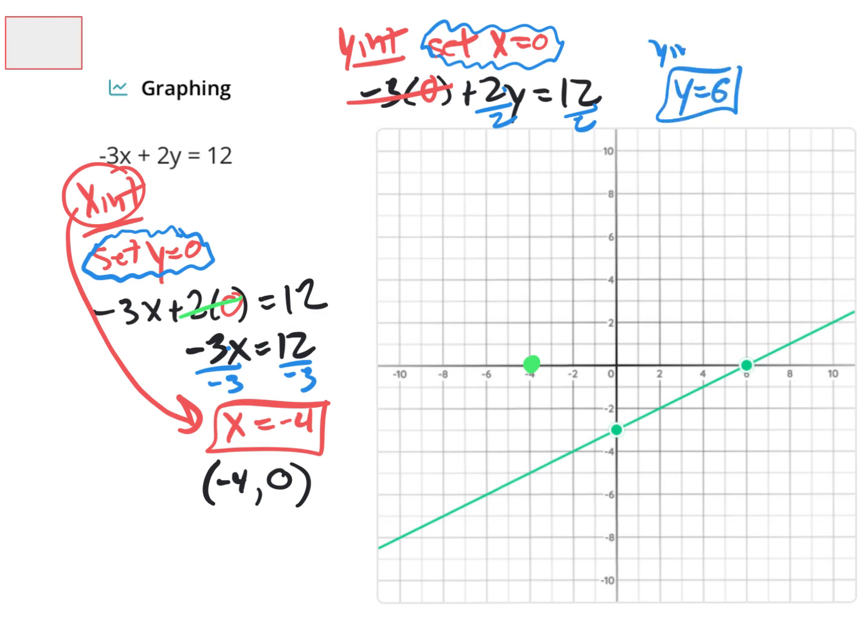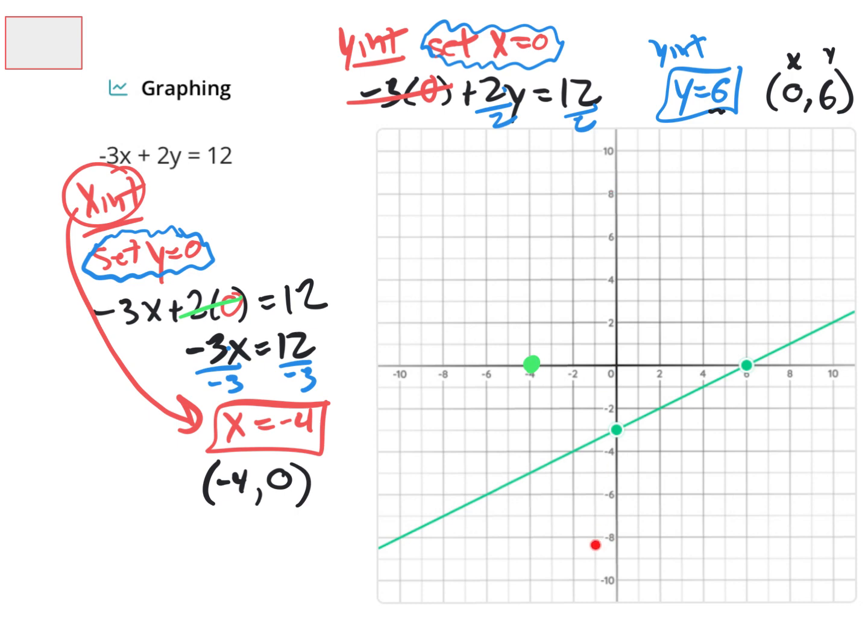Again, this is the y-intercept. It's going to cross the y-axis at 6. If I actually wanted the coordinate for the y-intercept, then you need an x and a y value. Of course, the y value is 6. What's the x value? Well, we set x equal to 0, so that must be 0 for the x. 0, 6. Okay. So anyways, however you look at it, we know it's going to cross the y-axis at 6.